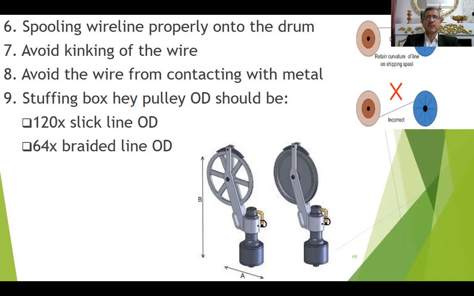Stuffing box heavily OD: this one should be for a slick line. The OD of this heavily is 120 times the wireline or slick line OD. For braided line, it is 64 times the braided line OD.